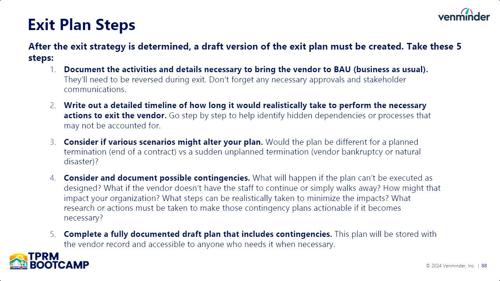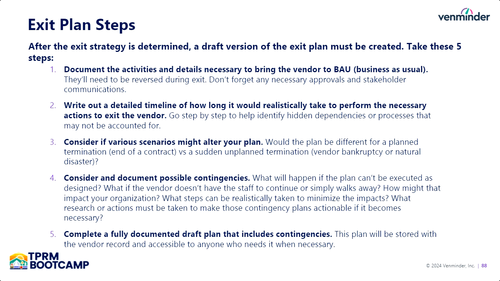If, for example, it's an unplanned termination, there's a bankruptcy or some other issue, you may only be able to execute certain steps in the plan. So you may want to highlight what is mission critical to minimize impacts to the business. Think about and document those contingencies. A very important scenario to consider is, what if the vendor cannot fulfill their responsibilities?